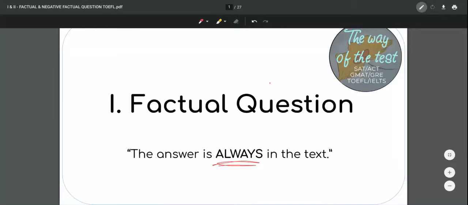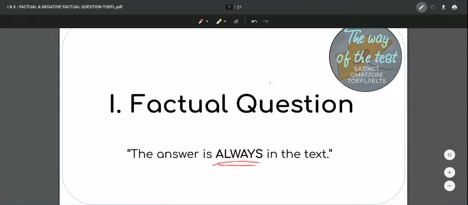Everyone, in this video we'll be covering the first and second question types, the factual and negative factual questions. We put them together because they follow almost the same strategy and also because, according to the book that we will be using for homework, they have the same homework pages assigned. So we're going to begin with the factual question.